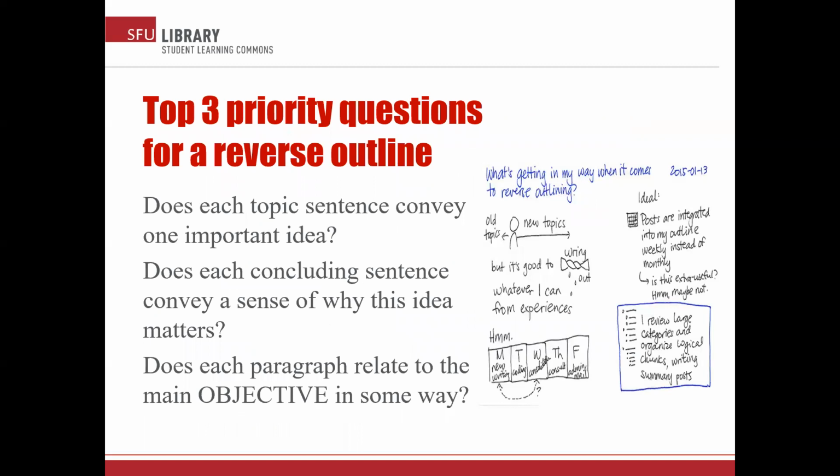When completing a reverse outline, there are 3 priorities you want to keep in mind. First, ask yourself if each topic sentence conveys one important idea. Remember, each body paragraph should include a topic sentence that essentially serves as a mini thesis statement for that paragraph. Each body paragraph should discuss only one main idea. If you find that you have a body paragraph that discusses multiple main ideas, you may want to consider breaking this up into multiple paragraphs.